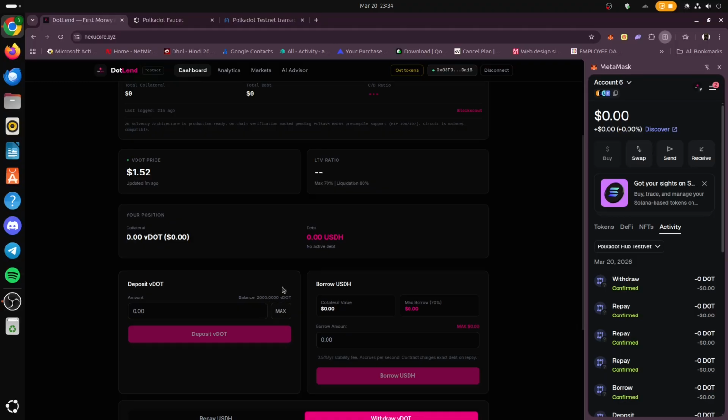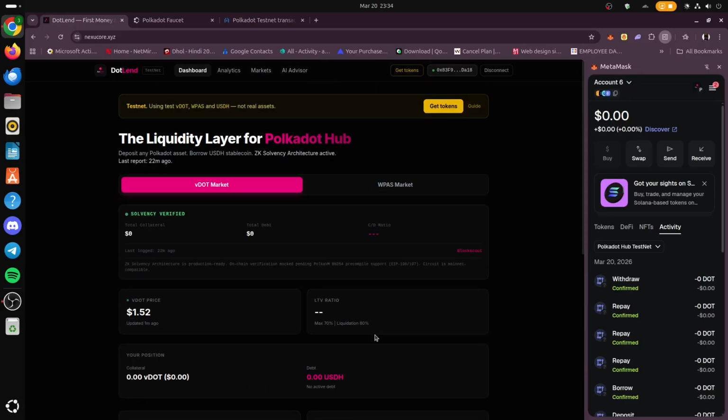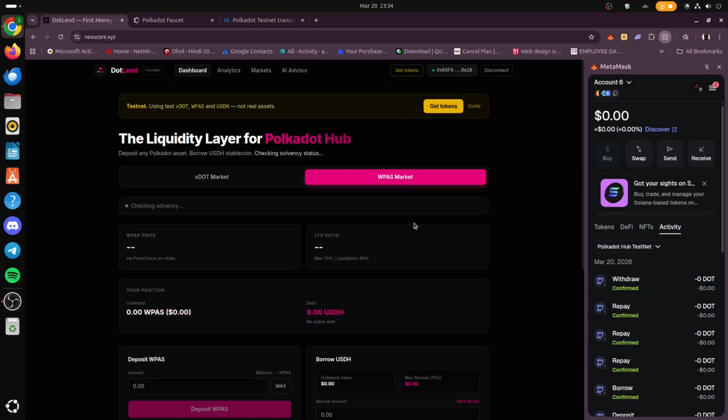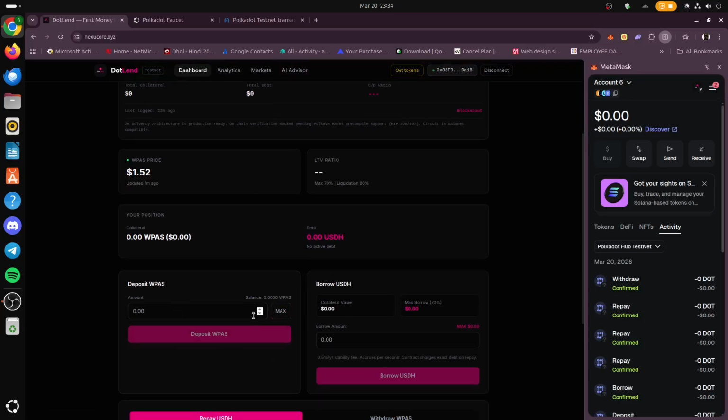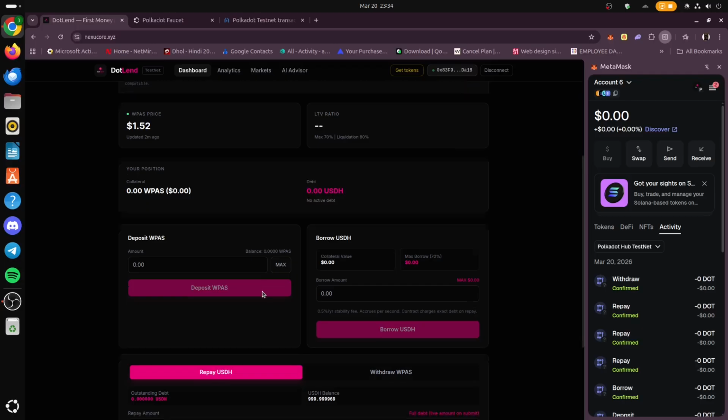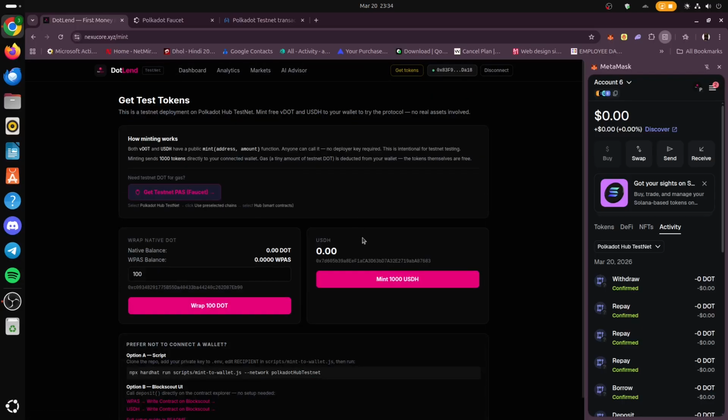This is how DotLend works, and currently on testnet we have a vDOT market and a WPS market. Let's also see how WPS works. What we do here is first we have to get some WPS. After you get here, you use your Passio tokens to get your WPS. We will swap, get some WPS, get the transaction confirmed. Okay, WPS has been minted.